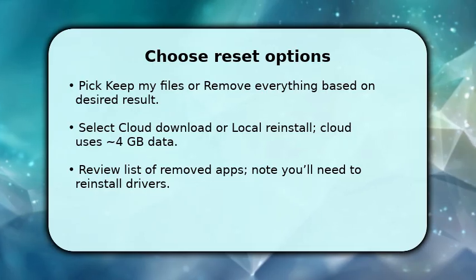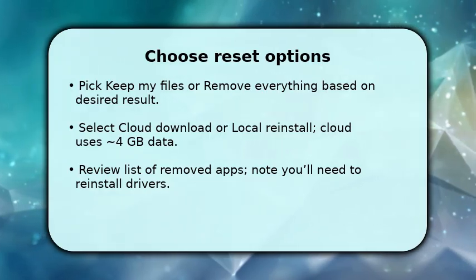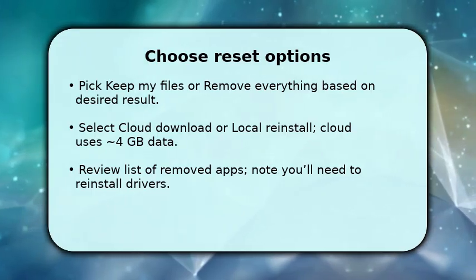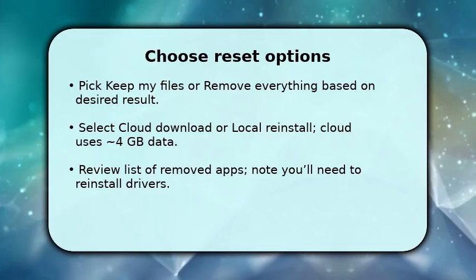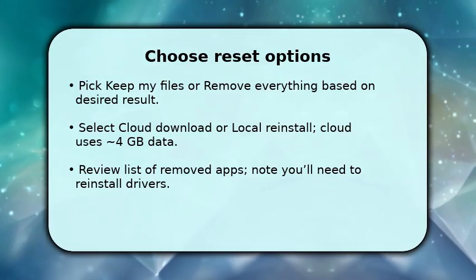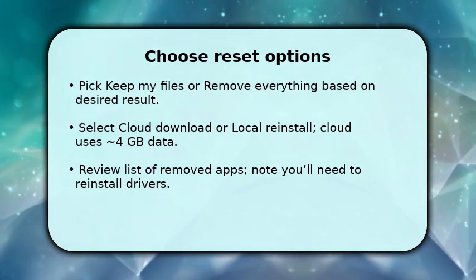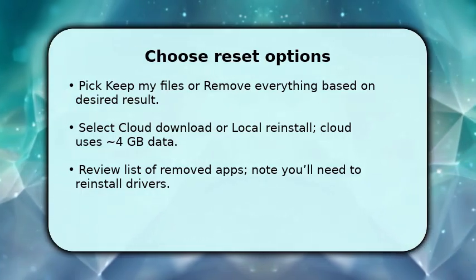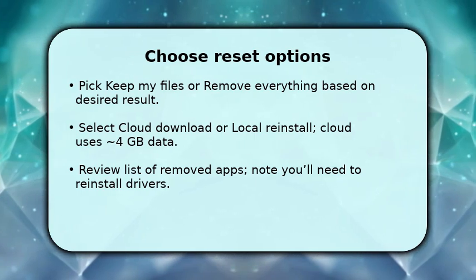Then decide cloud download versus local reinstall. Cloud fetches a fresh image and fixes corrupted local files, but uses about 4 gigabytes, while local reinstall is faster if system files are intact. Make sure to review which apps will be removed, because you'll need to reinstall drivers and third-party programs afterward.